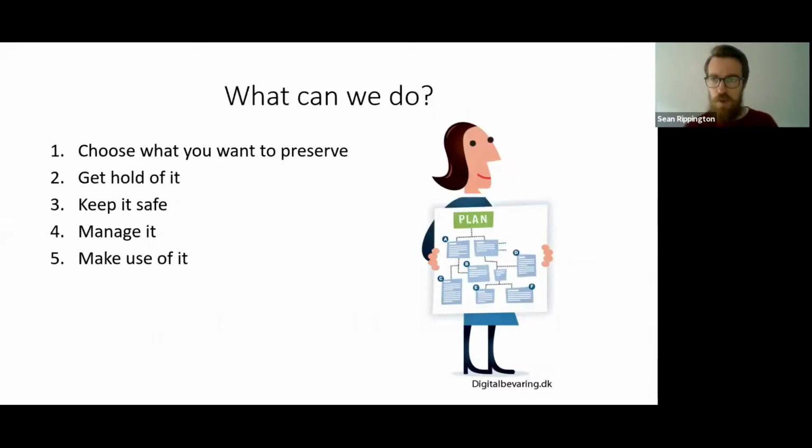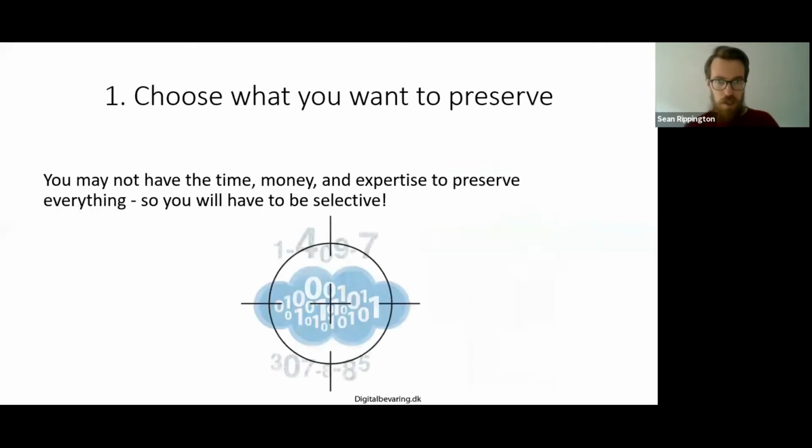So what can we do about those risks that we've identified? I've got a few ideas that I'm going to go through now. I think the first one is to choose what you want to preserve. Second one is to get under control, to get hold of it. Third is to keep it safe. The fourth is to manage it. And then the fifth is to make use of it. So firstly, choosing what you want to preserve.